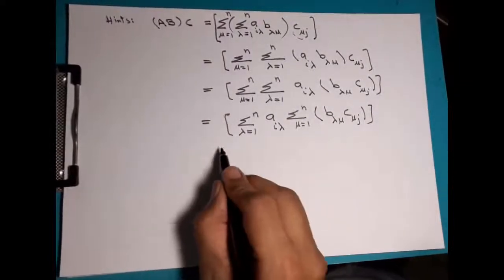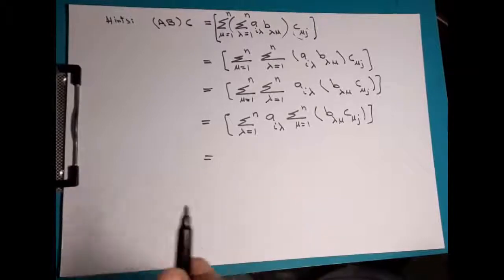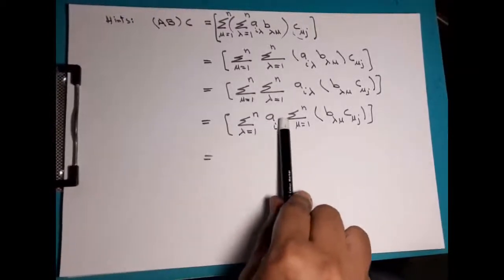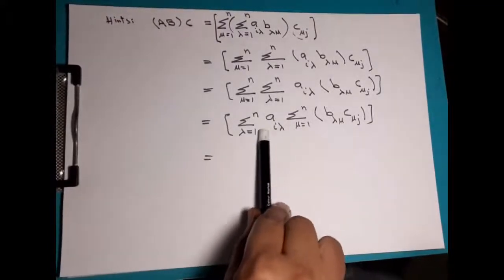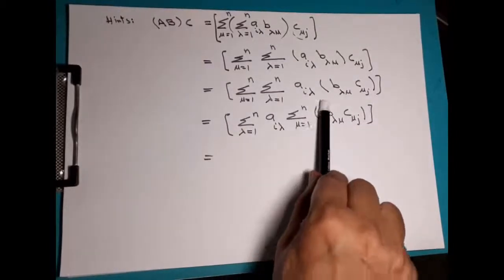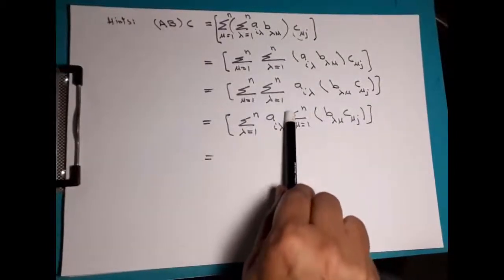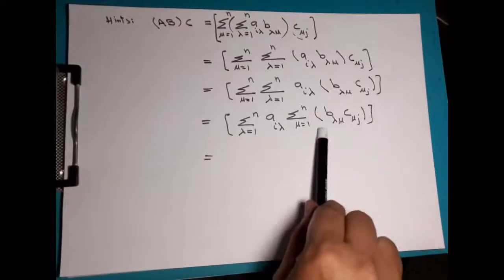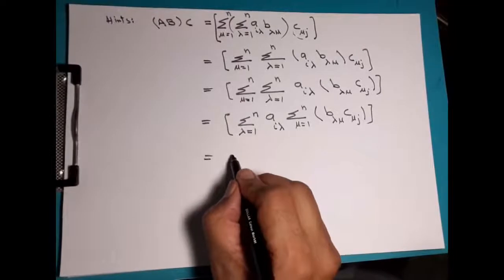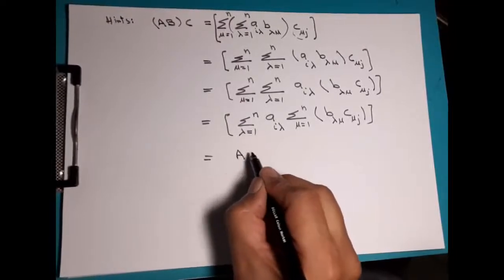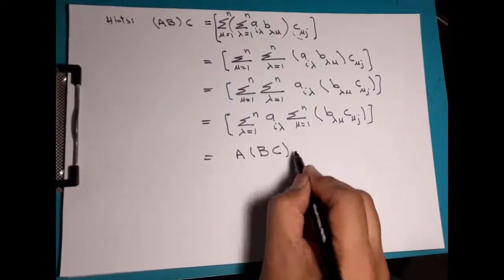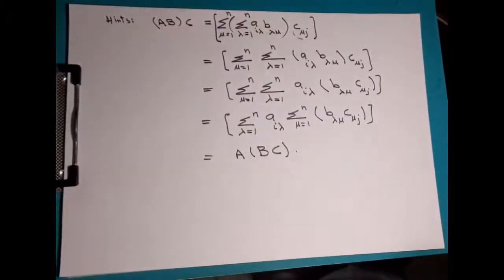And this is equal to, you can see it very easily now. This is ith row of A, and this is jth column of BC. Ith row of A, jth column of BC. So this is equal to ABC. So ABC is equal to ABC.